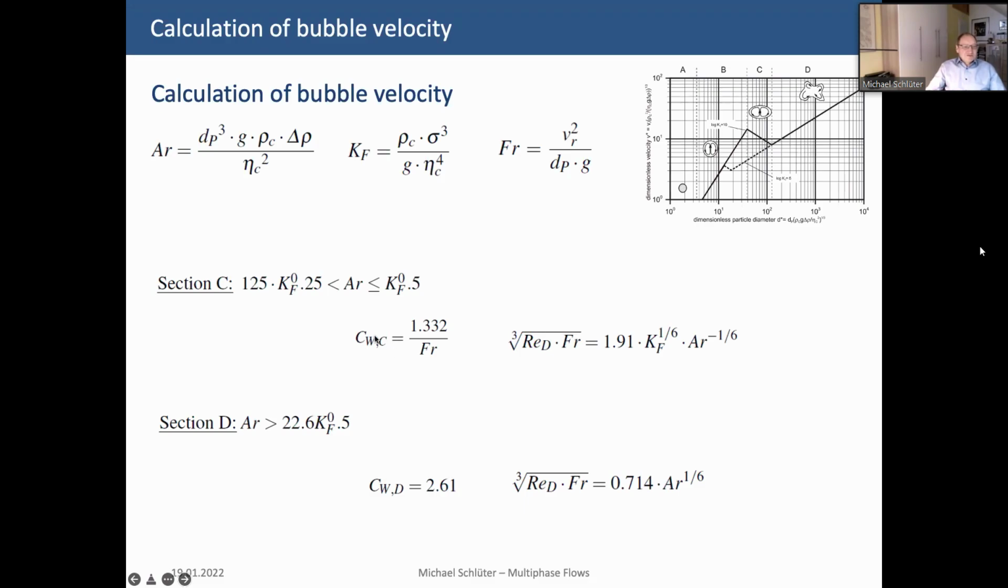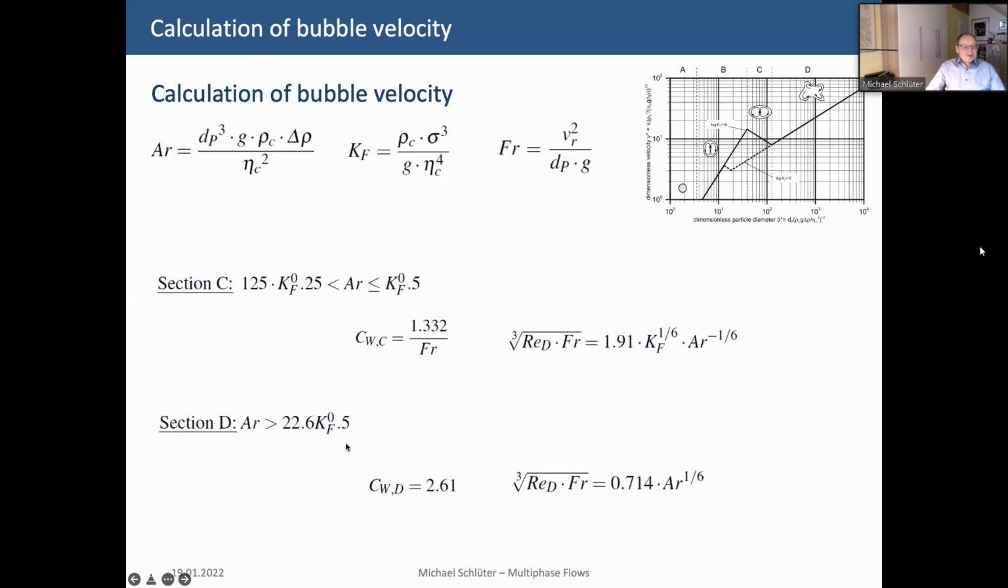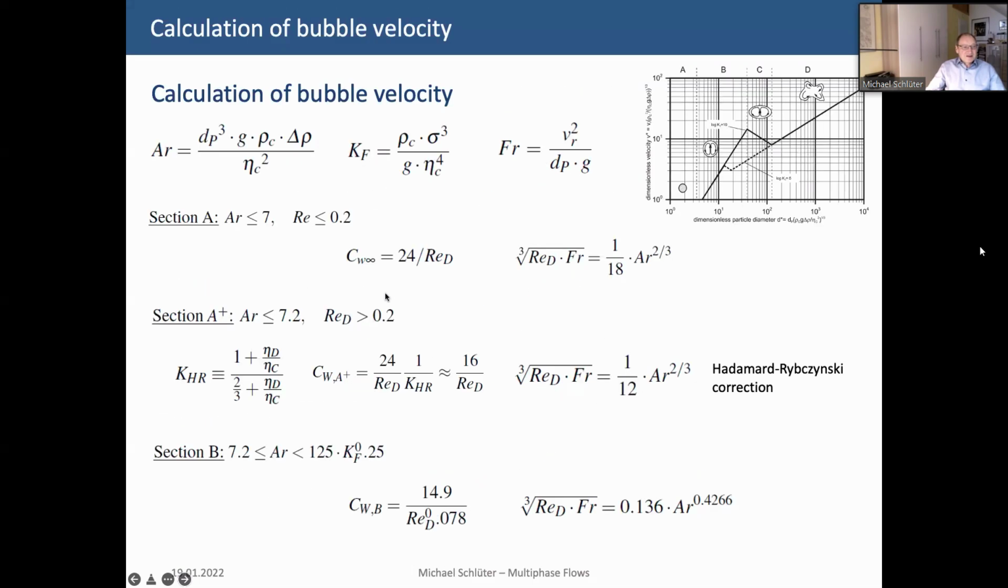Okay, and of course you don't need to have these equations in mind, but it's good to know that there are equations and that you can look them up and calculate bubble rising velocity in dependency of a certain bubble diameter. If we go back, then you see here we have a very simple approach, the linear dependency 24 divided by Reynolds. This is typical and also well known for spherical particles, solid particles. And if we have internal circulation of fluid particles, then the drag coefficient decreases here to 16 divided by Reynolds.